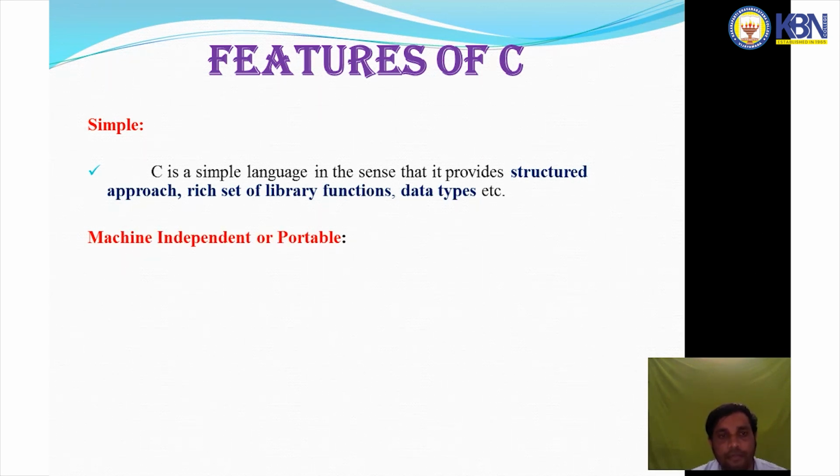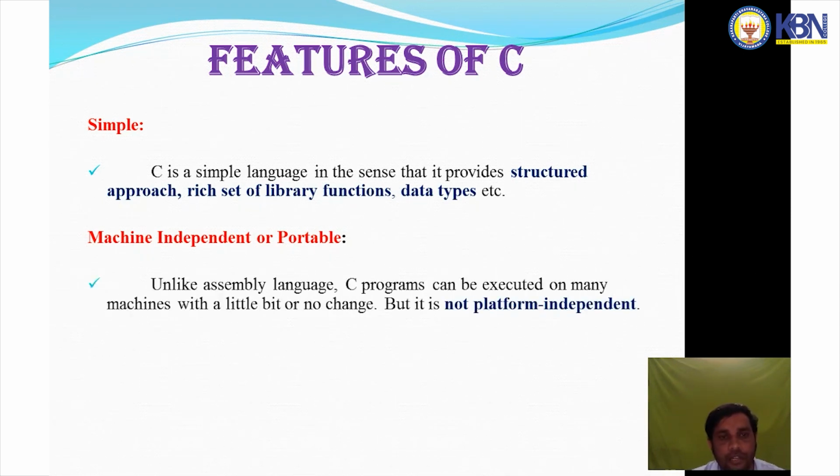After that, machine independent or portable language. What is meant by portable? Data can be transferred from one place to another place, and that is called portable, and it is also machine independent. So a C program can be executed on many machines with little or no changes, which is called platform independent.